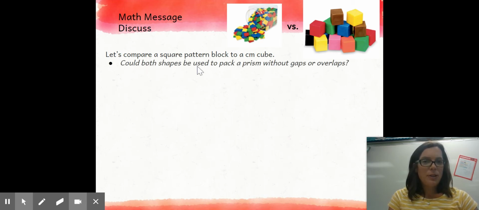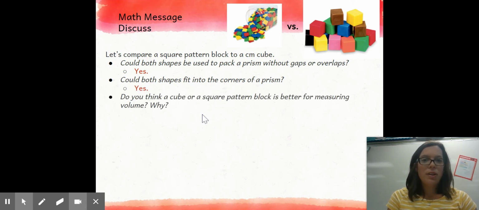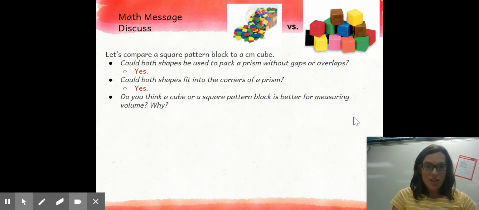So could both shapes be used to pack a prism without gaps or overlaps? Yeah, because they're both squares essentially. Could both shapes fit in the corners of a prism? Yeah, because remember, a prism, in this case, we have is a square. Do you think a cube or a square pattern block is better for measuring volume? Why? Well, I've kind of already given you the answer, so you should say a cube. But why would a cube be a better unit to measure volume with?